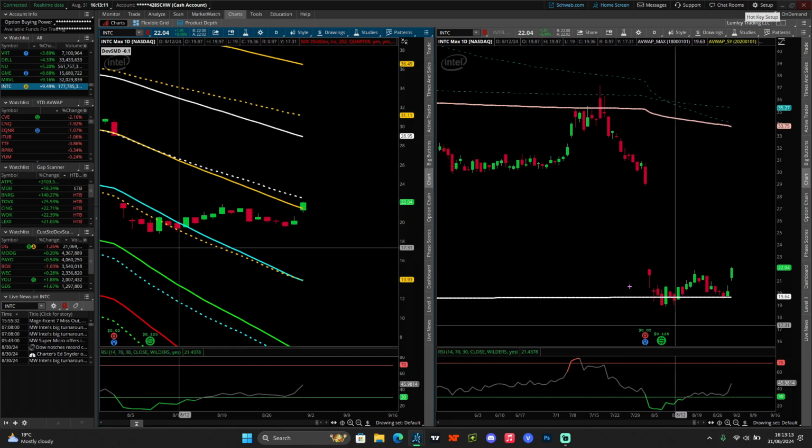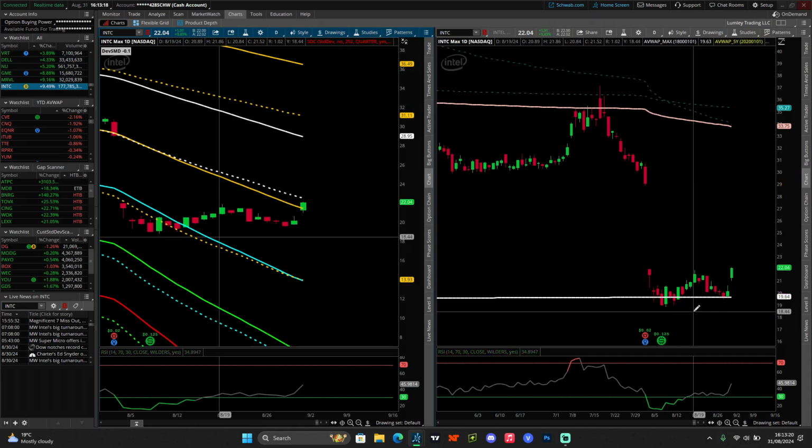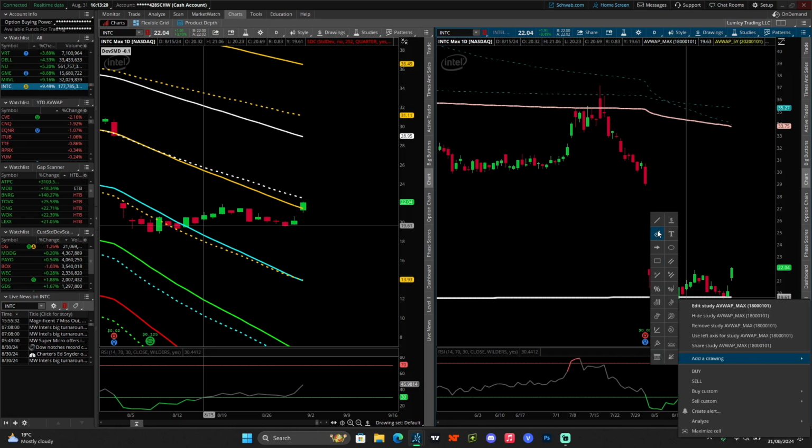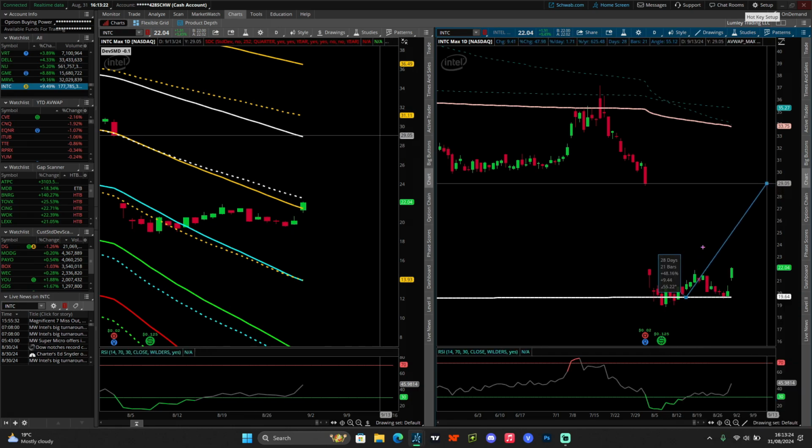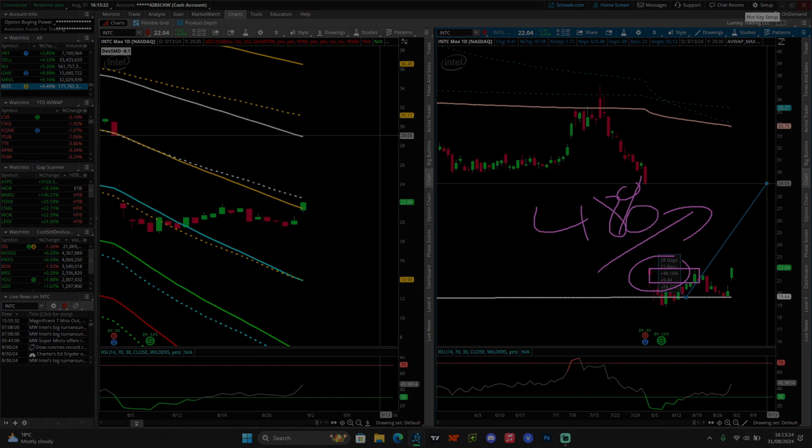But overall, quite a long bias on Intel, especially if you can get long at the 19.60s. And a nice target would be that $29 level, which would give you 10 points of upside on $19, which would be a 48% upside move you're roughly looking at on a stock like Intel.